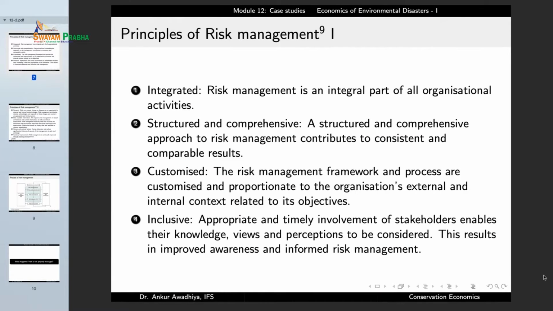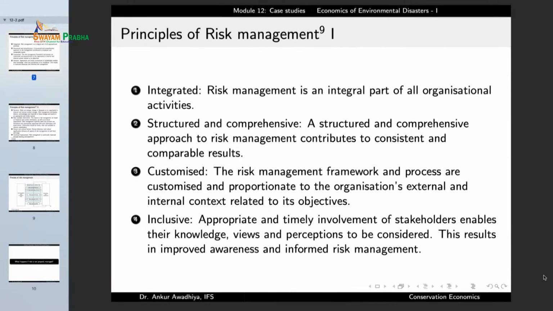It has to be structured and comprehensive. A structured and comprehensive approach to risk management contributes to consistent and comparable results. So it is not that when you make one dam, you'll have a different set of results, and when you make another dam, you will have a very different approach to making this dam. So it has to be structured, it has to be comprehensive so that it can be applied to different circumstances.